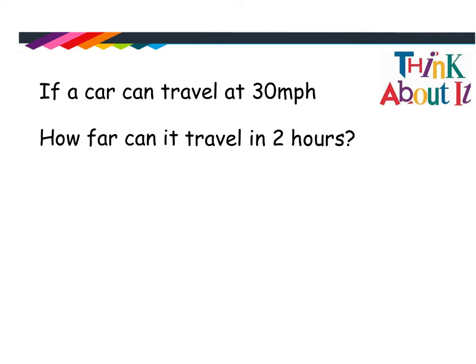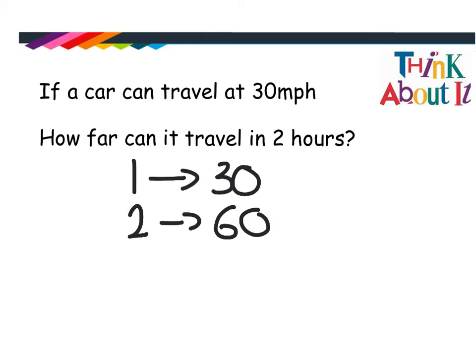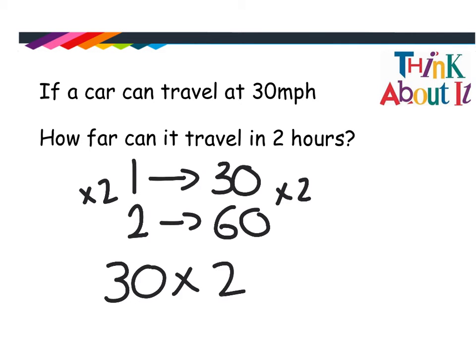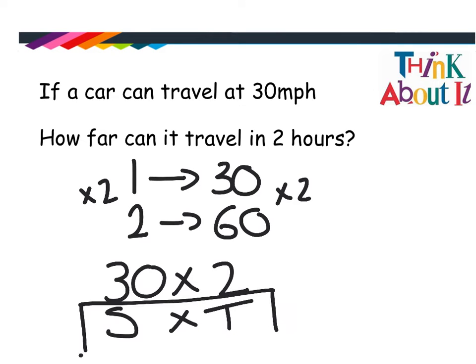Now, if 1 hour is worth 30, then 2 hours would be worth double that, which would be 60. And what I'm really doing there is I'm timesing both variables by 2. So the sum there I did was 30 times 2. 30 was my speed, 2 was my time. So really this is your formula. You're doing your speed times your time.